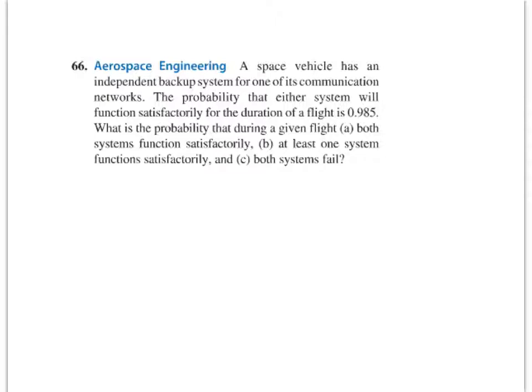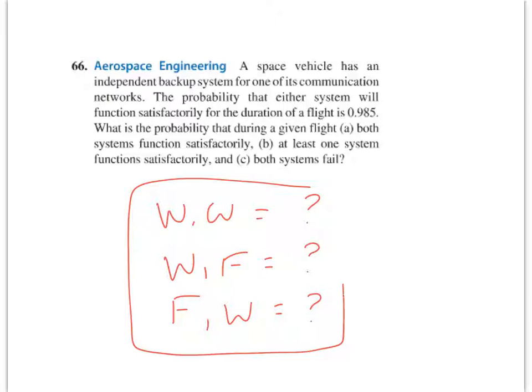So, let's think about it this way. Work and work. Get that probability, which we actually figured out in A. We could also find the probability that the first one works and the second one fails. Get that probability. And then we can figure out the probability that the first one fails, but the second one works. What's that probability? And then add those 3 up, and that would give us the probability that at least one works. However, there's a much simpler way to do this.